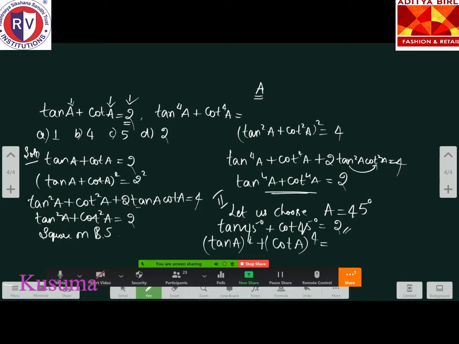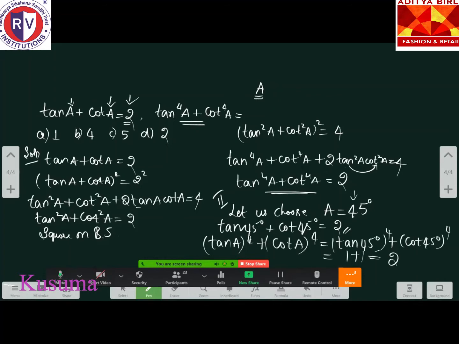Yes, ma'am. Okay. So what is the value of A we have chosen? 45 degrees. So this will be (tan 45°)⁴ + (cot 45°)⁴. That is 1 plus 1, which is equal to 2. Whenever this condition is satisfied by choosing some angle, that can be substituted once again in this value, and whatever value we get will be the right answer.